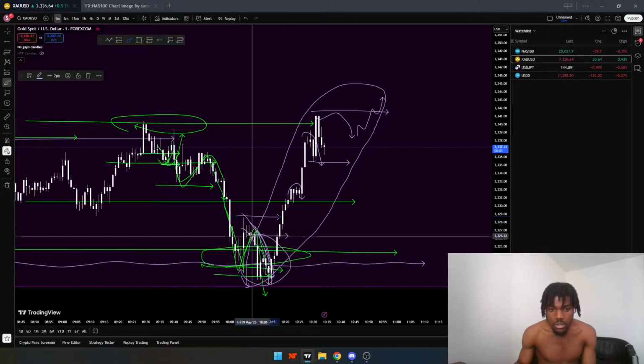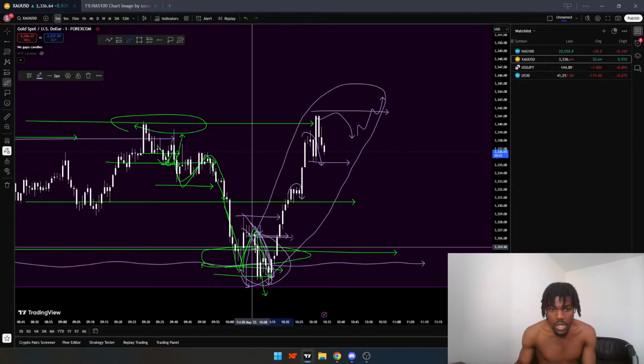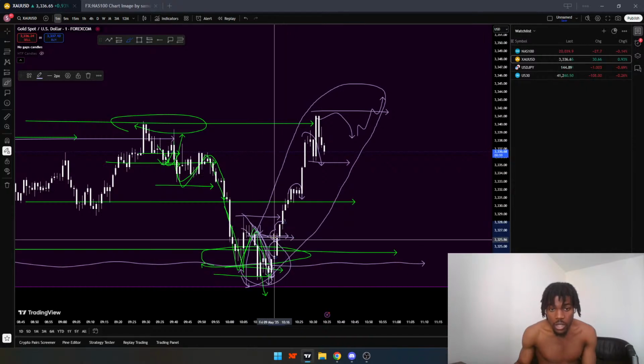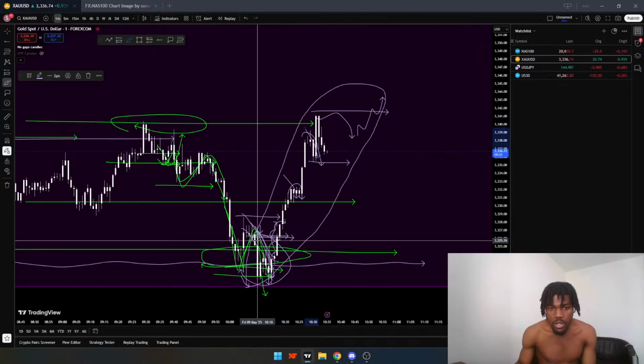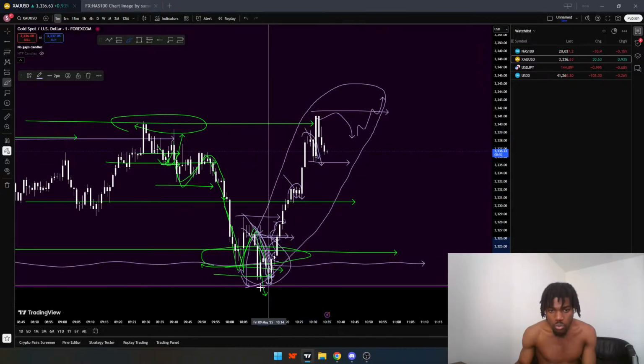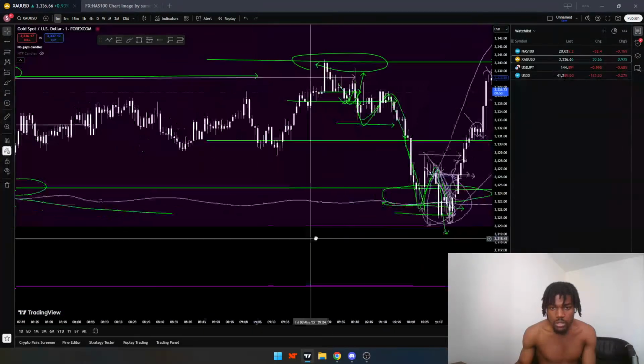Just get used to seeing the liquidation of the previous candle, acknowledging that it's initiated a pullback, and then start counting your pullbacks. Because how could you call this pulling back into what? How could you call this a pullback?